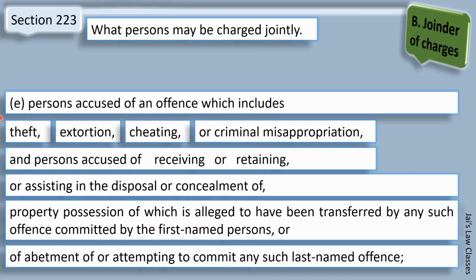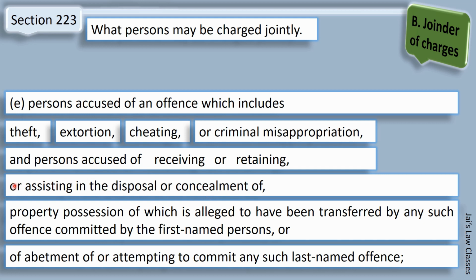A person might steal something very important, confidential. They try to extort money for giving that document back. They might do the cheating as well, or even do criminal misappropriation of property. And in doing so, they might take the help of other people for keeping such things, hiding such things, and concealing it from other people.